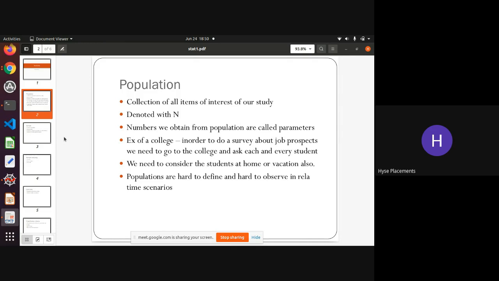We need to go to the college and ask each and every student. For example, in your engineering college only. You and your friends have got placed in MNCs and all, no? So some job interviewer has come up to the college and asked about the placements. So what do they need to do?